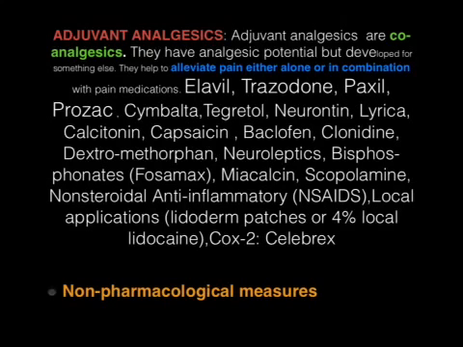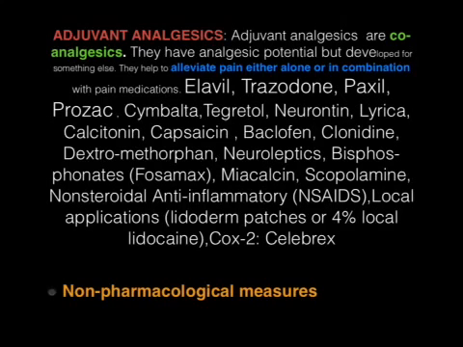Adjuvant analgesics are co-analgesics. They alleviate the pain either alone or in combination. The medicines which are co-analgesics are Elavil, Trazodone, Paxil, Prozac, Cymbalta, Tegretol, Neurontin, Lyrica, calcitonin, capsaicin, baclofen, clonidine, dextromethorphan, neuroleptics, bisphosphonates, miacalcin, scopolamine, non-steroidal anti-inflammatory, and other local applications such as lidocaine, Voltaren gel, etc., and COX-2 inhibitor, that is Celebrex.